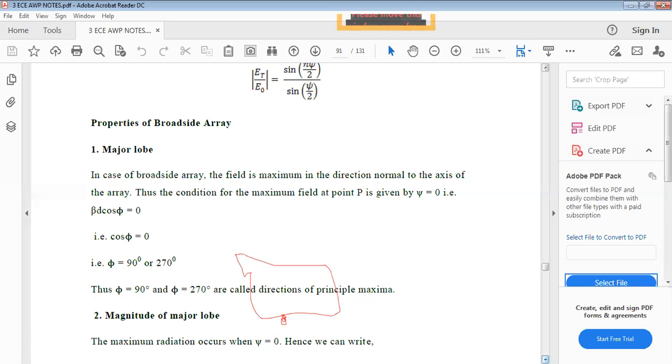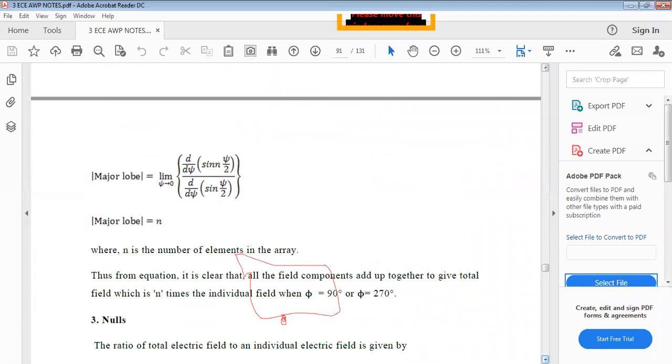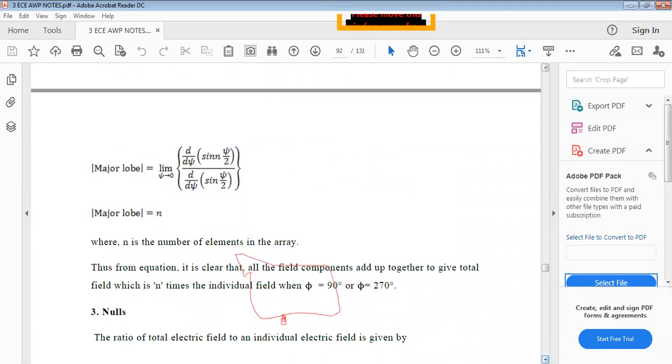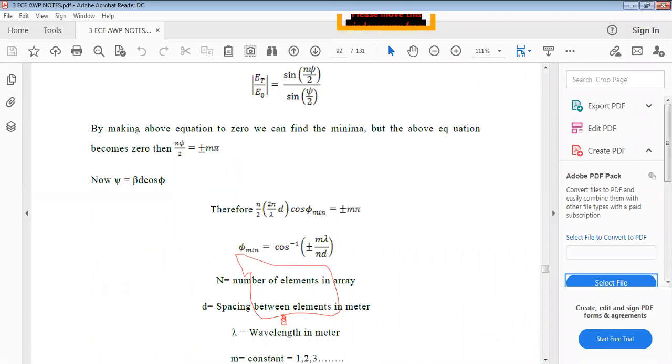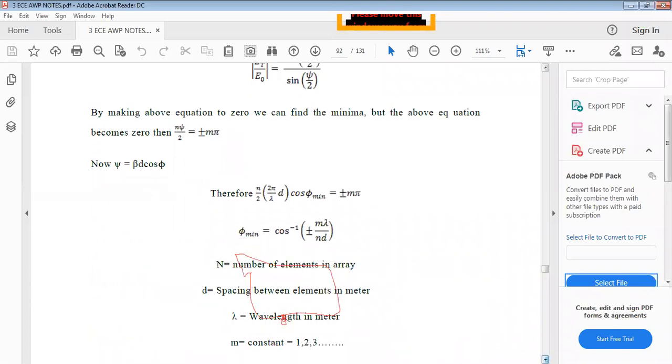Similarly, the magnitude of the major lobe, what is its magnitude? What is the maximum magnitude here? It is sin n psi by 2 by sin psi by 2. So differentiate with respect to psi, the total phase difference, both numerator and denominator. So the maximum value is always n. What we observe from that expression is very, very important from the exam point of view, I mean competitive exam point of view.